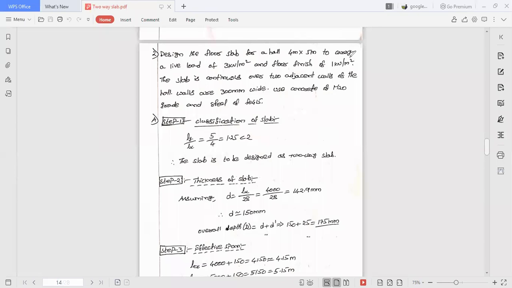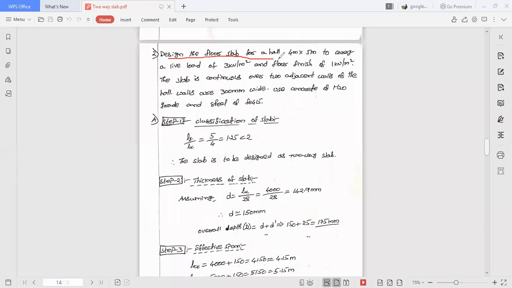So let us understand the question first. The first problem is a two-way slab which is simply supported. It's not a restrained slab. The corners of the slabs are free to lift. That is what we have done in the previous problem. But this, let us see.